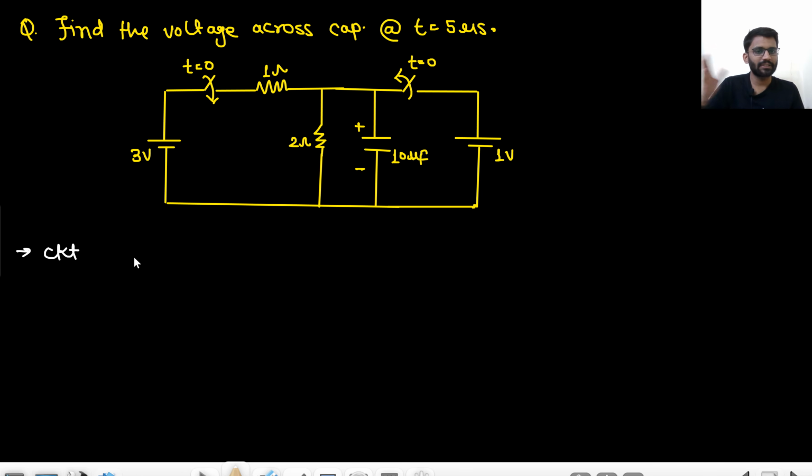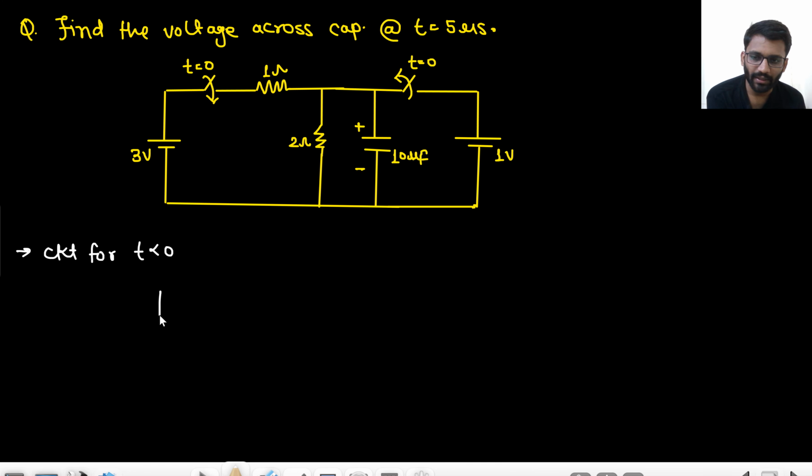I have seen many of the students starting from t equals 0. Never start from t equals 0. Always start from t equals minus infinity, because you have to take the initial condition into account as well. So always start from t equals minus infinity. So the circuit for t less than 0.